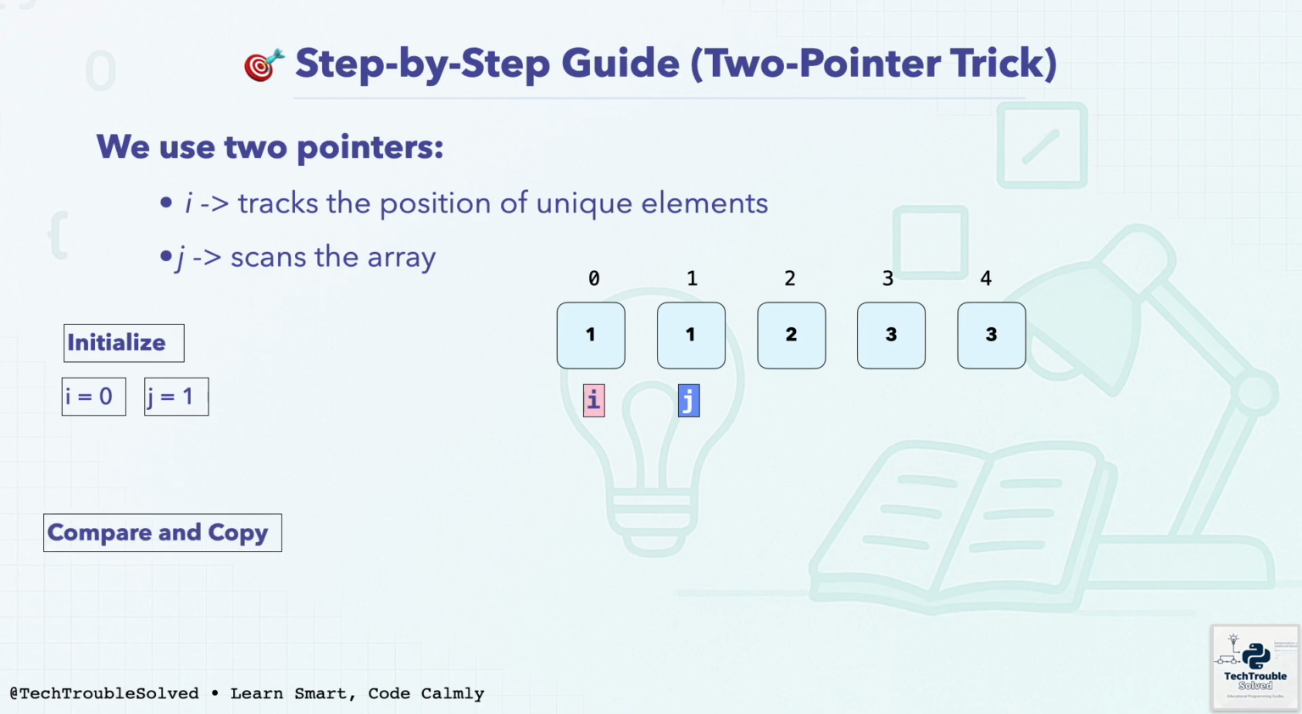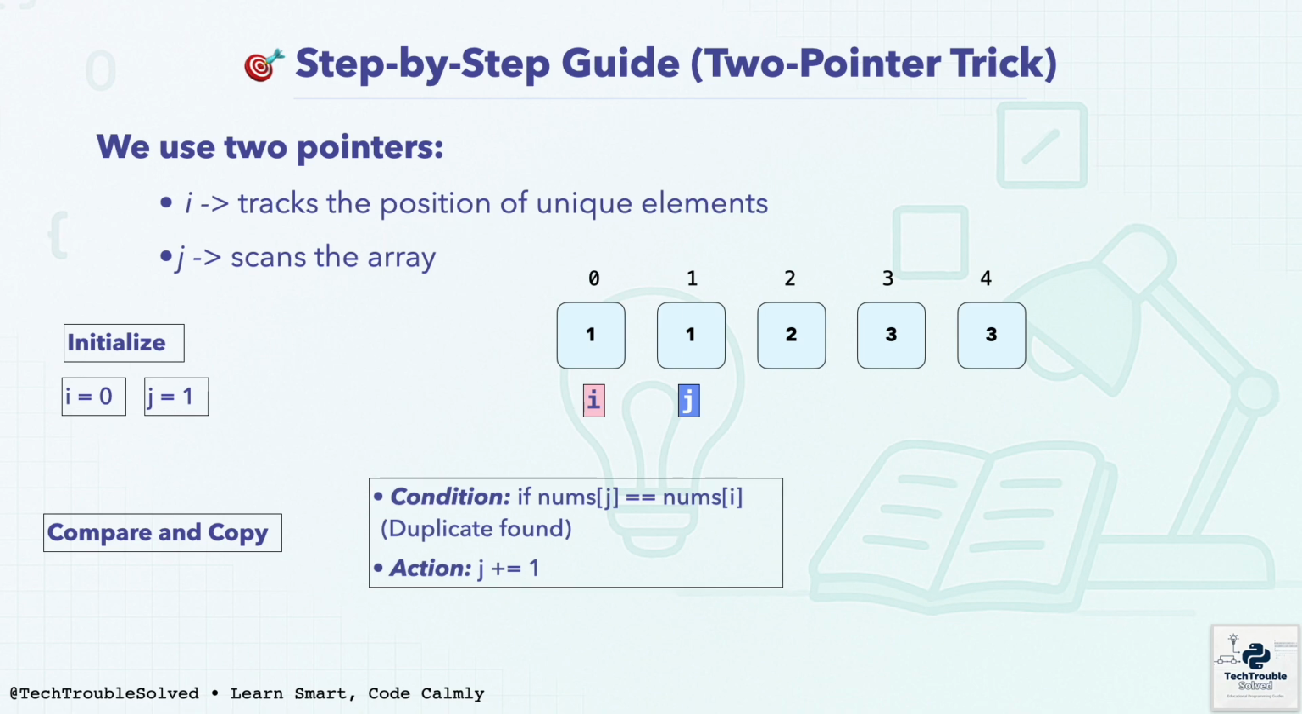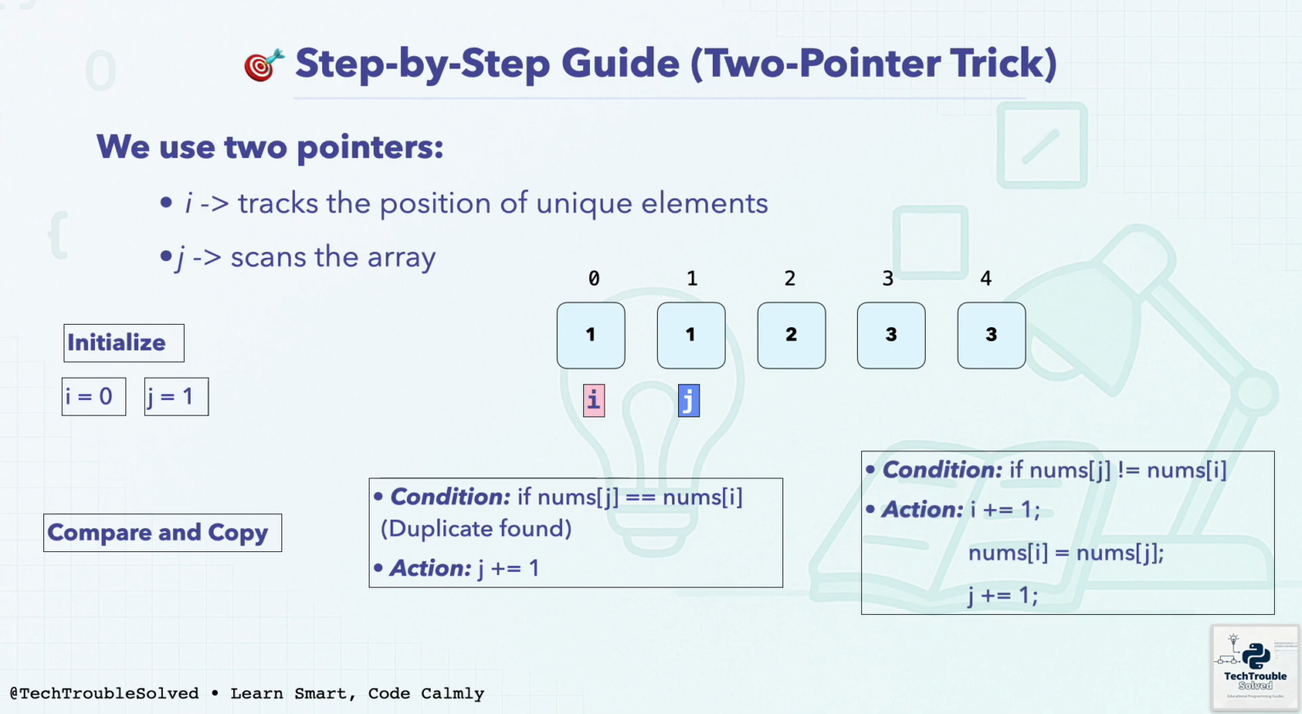Next step is we compare and copy. We compare the values at i and j. If both values are the same, that means we have found a duplicate. In this case, we will just move the j pointer forward to scan the next elements in the array. Whenever we find an element where j points to a value that is different from i, we have found a new unique element. In that case, we will move i one step forward and copy the value from j into position i and move the j pointer forward. This way, all unique values slowly build up at the front of the array.